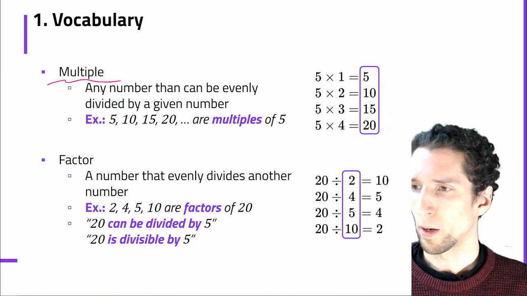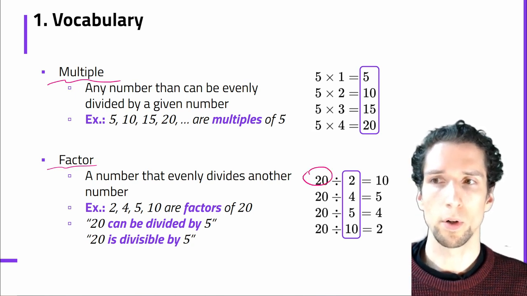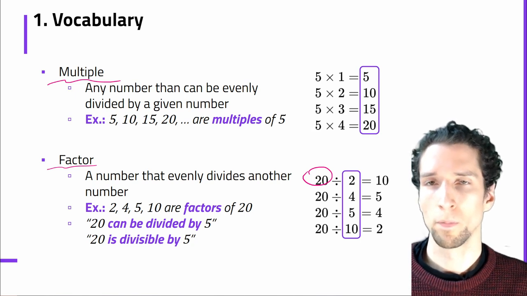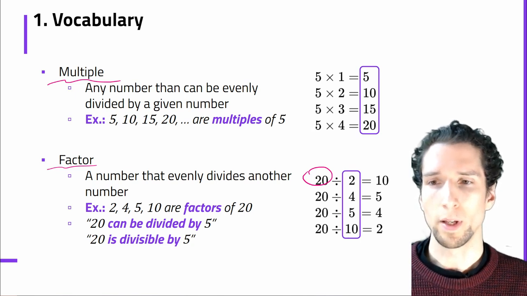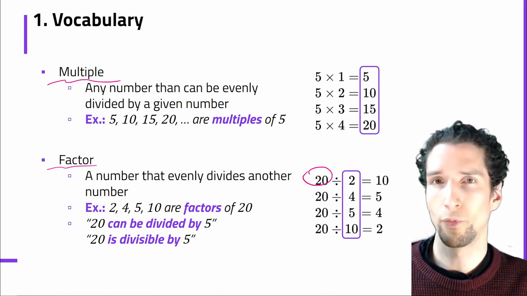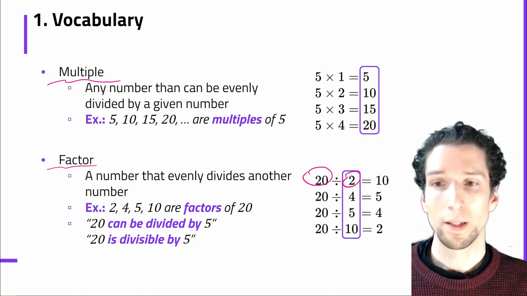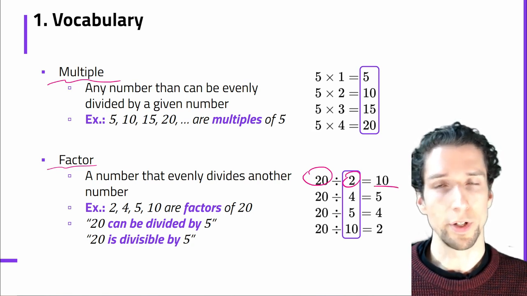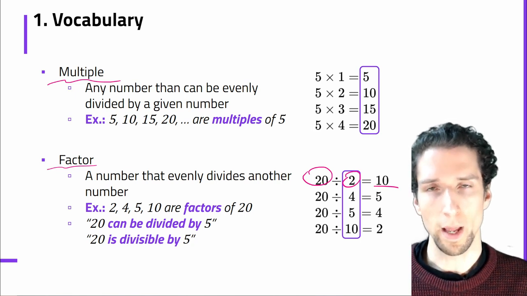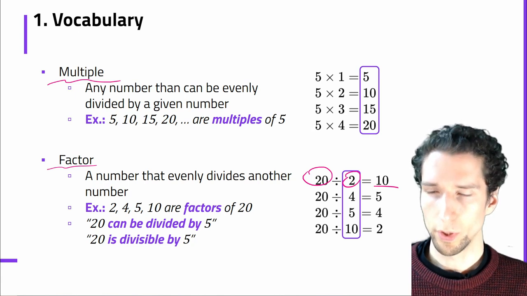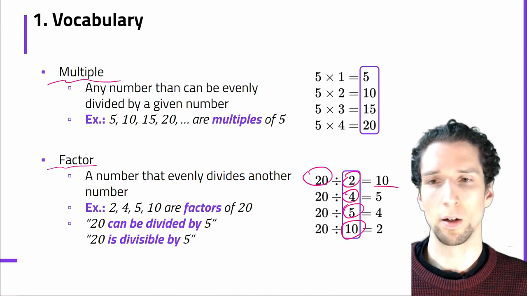And factor, the other side of that. If we start with, say, 20, and we ask what numbers can evenly divide 20? By evenly divide, we don't mean an even number like on the previous slide, it just means cleanly. So no fraction or no decimal result. So 2 will cleanly divide 20 because the result is just 10. It's not 10.2 or 9.5 or something, just 10, no decimal. So 2 is a factor of 20, so is 4 and 5 and 10. These are all factors of 20.